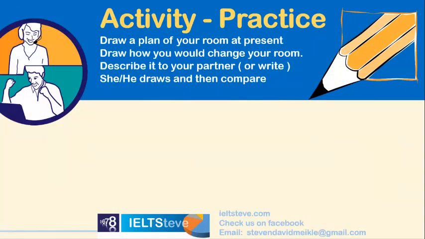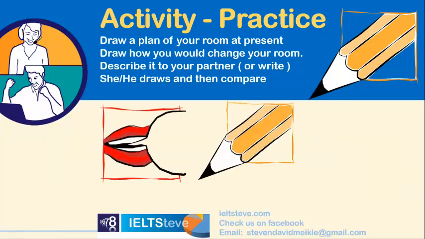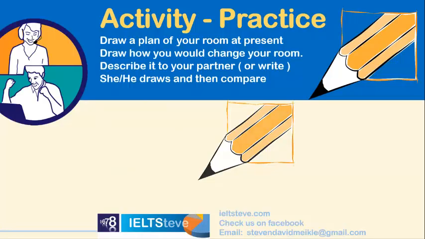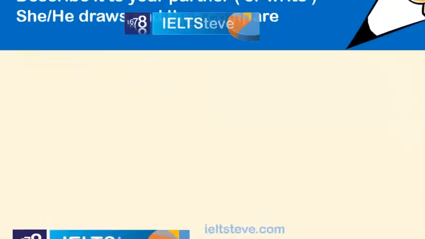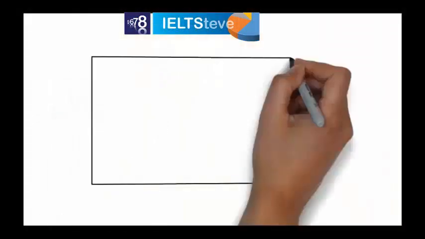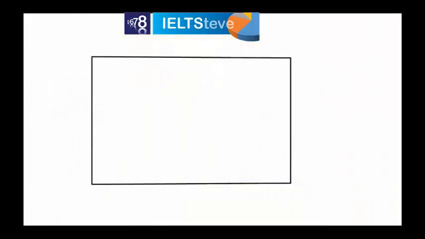So here's another chance for you to practice an activity. This time we'd like you to try drawing a plan of your room at present, and then also show how your room would change in the future. Similar to what we did with the process, describe it to your partner, and your partner then writes about it or draws and compares. Alternatively, you can write it and send it to your partner. This is a fun little activity you can do with your partner, really.